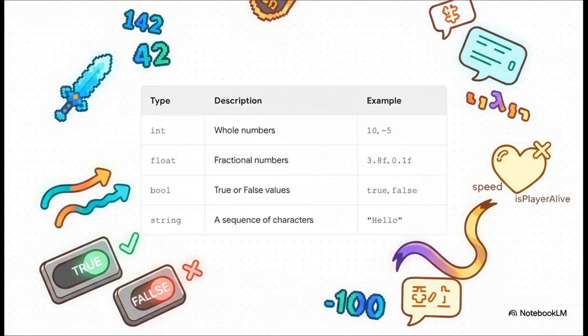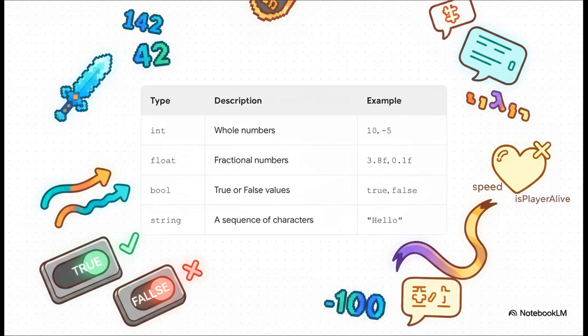First, you've got int for integers. Any whole number, positive or negative. Perfect for things like your score, how many lives you have, or your ammo count. Then there's float, which is for any number with a decimal point. This is what you'll use for anything that needs precision, like speed, or time, or an object's position.